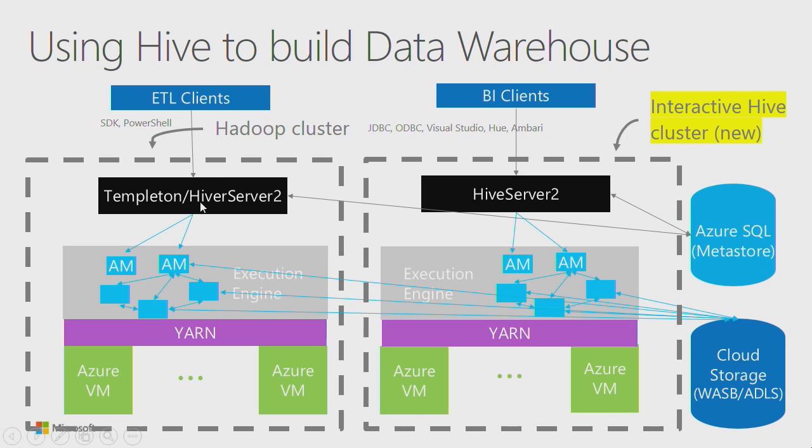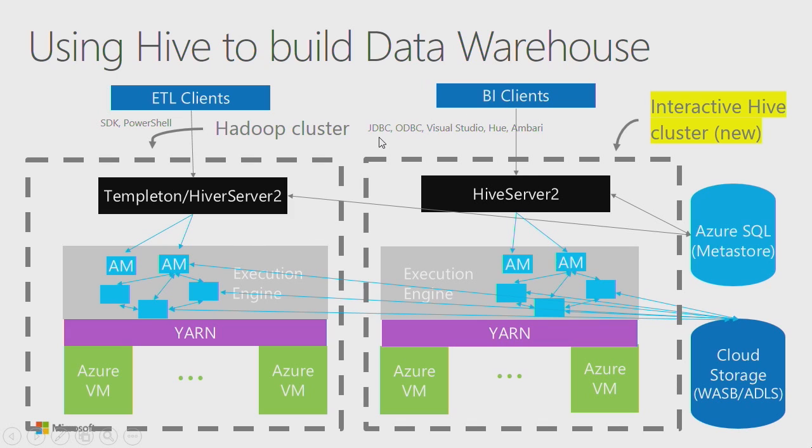The output of ETL jobs is typically an ORC file, which I will talk about in a future session, which is a more optimized file type. This ORC file is stored in the cloud storage, and a table is created in the Metastore. On the BI side, our BI clients will connect to a brand new, different cluster called the Interactive Hive Cluster, which will point to the same Metastore that was used for the ETL and the same cloud storage account which was used for this ETL, so that they're able to see the queries, the tables, and the data that was created here.